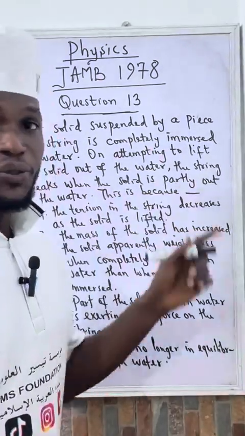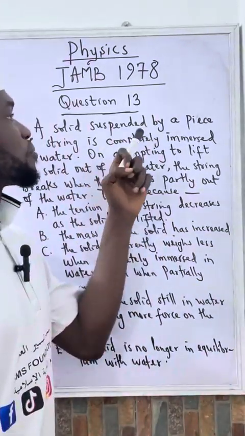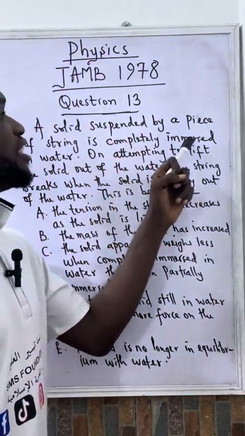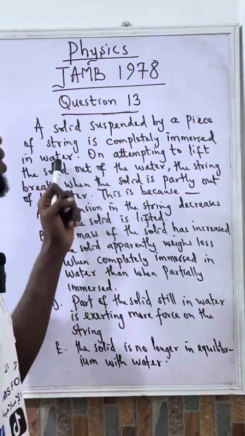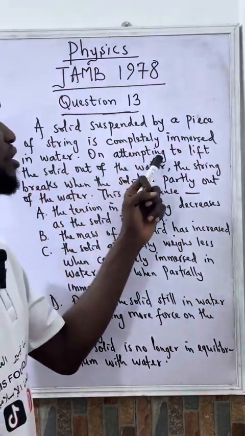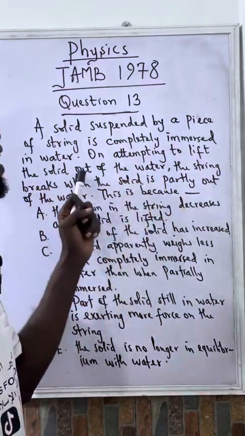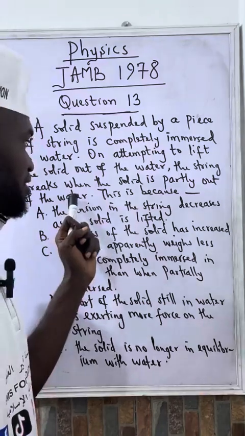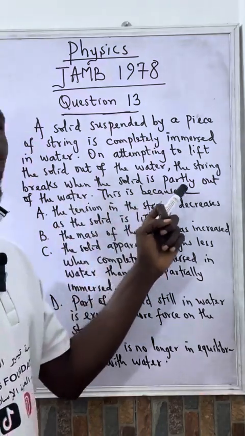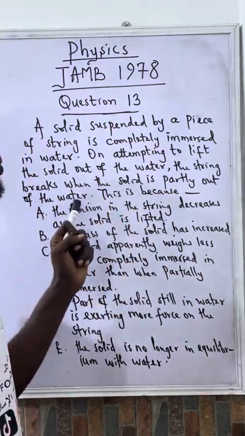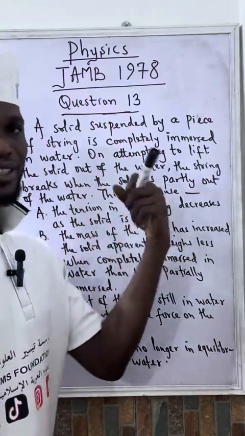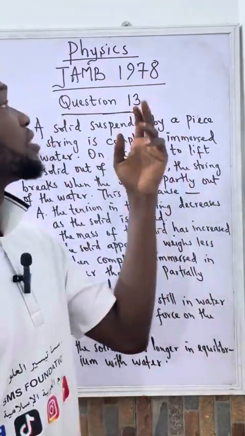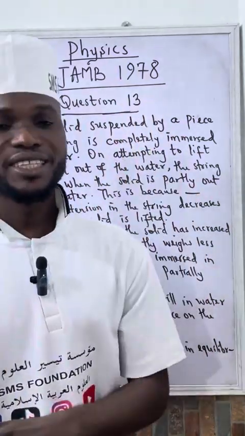Right, consider this question. A solid suspended by a piece of string is completely immersed in water. On attempting to lift the solid out of the water, the string breaks when the solid is partly out of the water. This is because dash. Very good. This is JAMB 1978 Physics question 13.